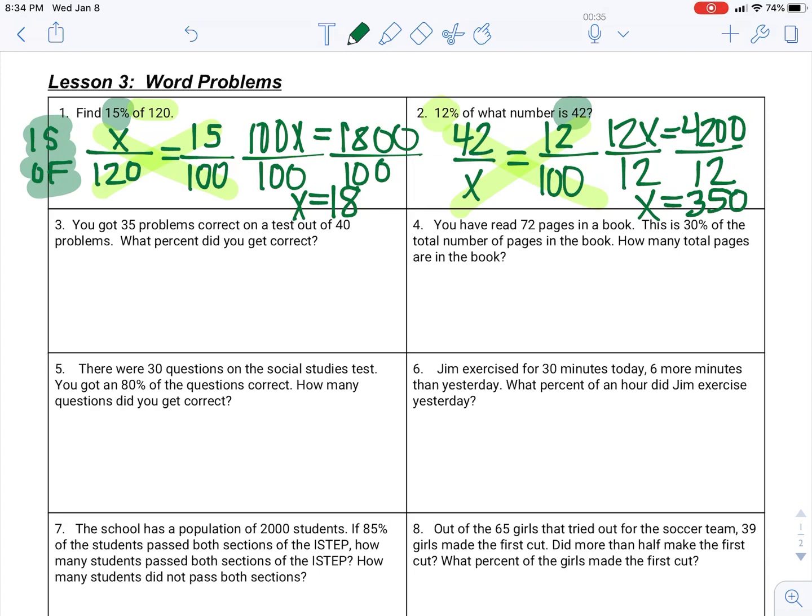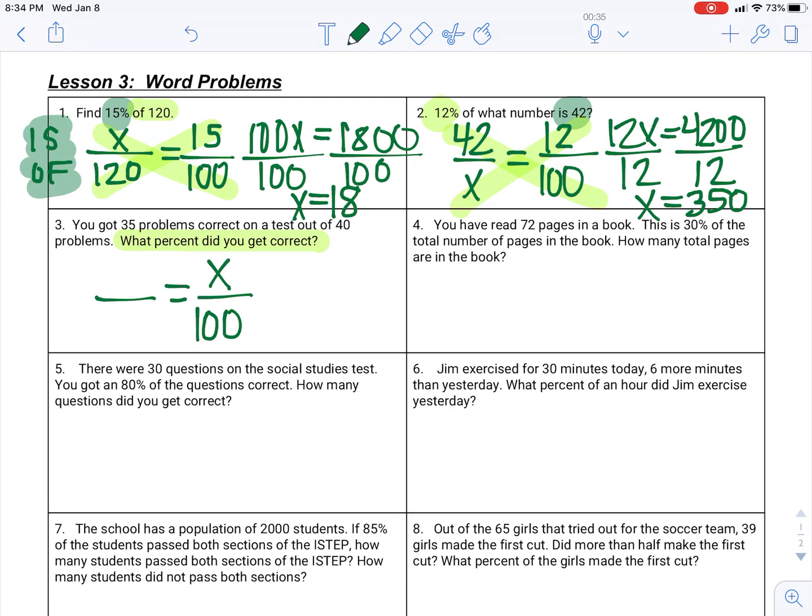All right, so now we're going to move down to number 3. You got 35 problems correct on a test out of 40 problems. What percent did you get? So if I take a look at just the question, it asks what percent did you get? So with the percent proportion, we can automatically see we are missing the percentage, so that has to be our x value over 100. And then the rest is a ratio. So you got 35 problems correct on a test out of 40.